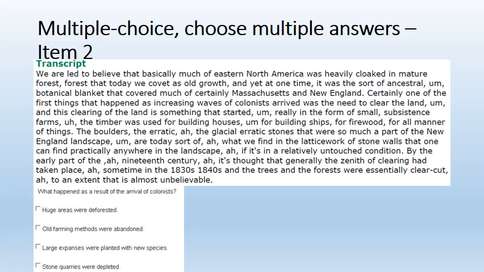We are led to believe that much of eastern North America was heavily cloaked in mature forests that today we covet as old growth, and at one time it was the sort of ancestral botanical blanket that covered much of it, and certainly Massachusetts and New England. Certainly, one of the first things that happened as increasing waves of colonists arrived was the need to clear the land, and this clearing of the land started really in the form of small subsistence farms.